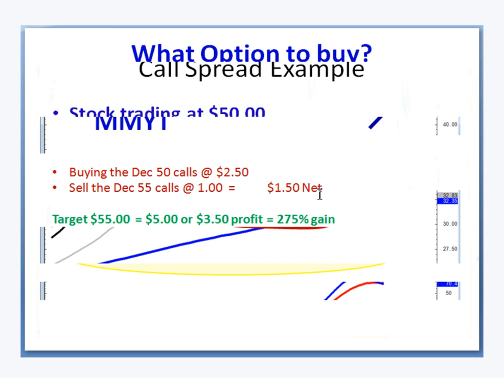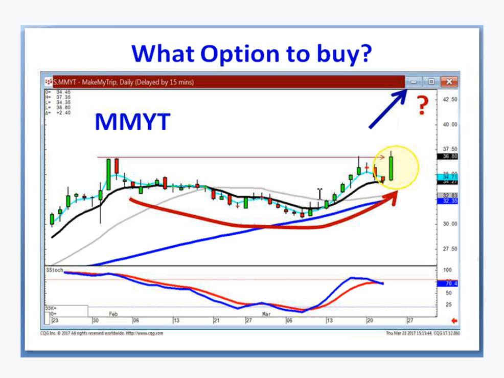All right, so this is where my training comes in, we're looking for the patterns, like MMYT today closed right here. Looks like a fry pan bottom with a little cup and handle. It could break out. So where's the optimal place to be buying if it opens positive? Now, what strategy do we use?